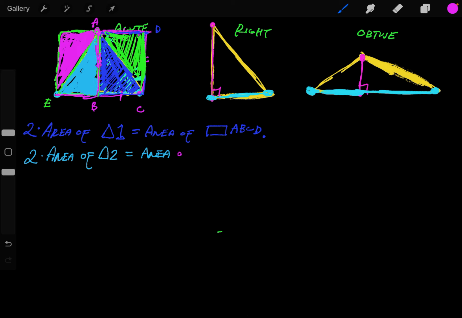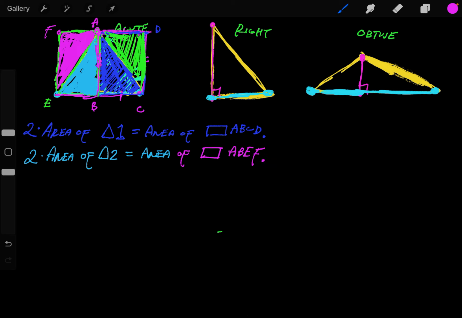So area of rectangle ABEF. And we should convince ourselves of these things.